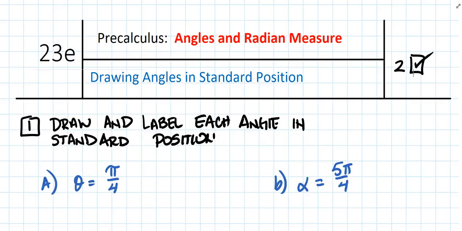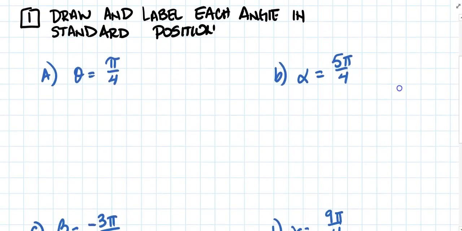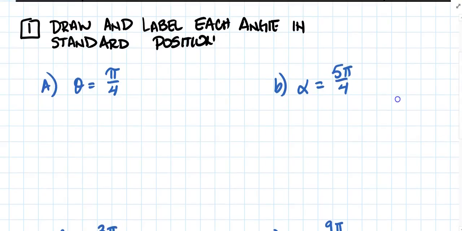Welcome to Precalculus Concept 23E. Underneath angles and radian measure, we are going to learn how to draw angles in standard position, and there are only two boxes. So here we go. Box number one, we're going to draw and label each of the following in standard position.